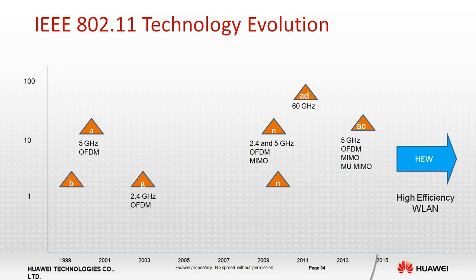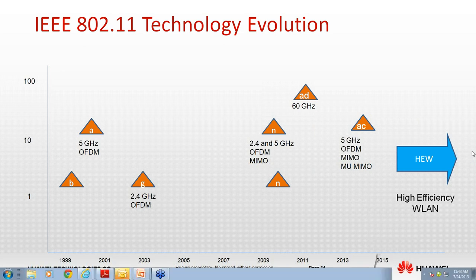After 11N's conclusion, two amendments started almost at the same time, 11AD and 11AC. 11AD operates in the 60 gigahertz band, and it's suitable for short-range communication which requires very high speed, and I believe it can support up to 7+ gigabits per second if all optional features are implemented.